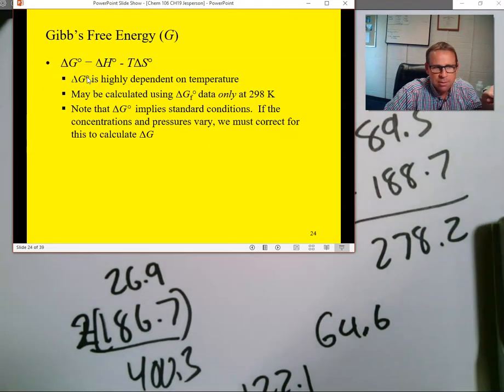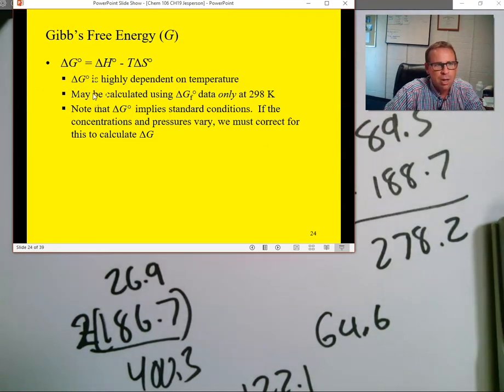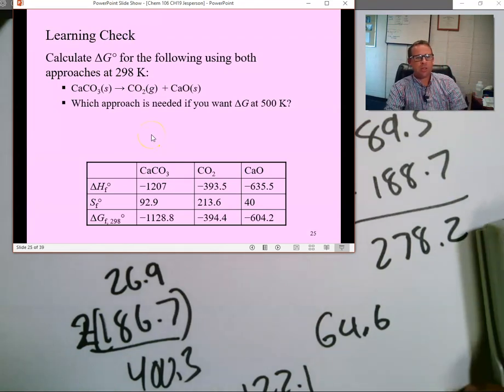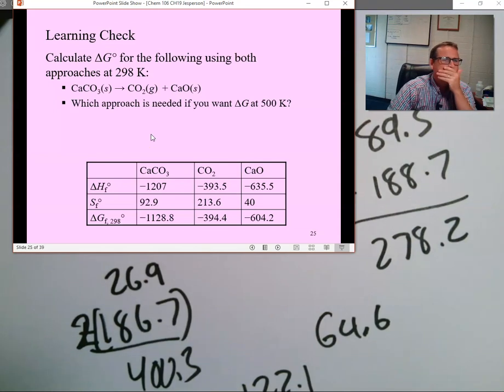Okay, so delta G naught is dependent on temperature, right? And we can calculate it using delta G of formation data only at 298 Kelvin. Delta G naught implies standard conditions, but if concentrations or conditions are not standard, then we have to correct for our delta G. So we can do that using a couple of different approaches. Calculating the delta G at 298 is pretty straightforward because the delta G of formations exist.